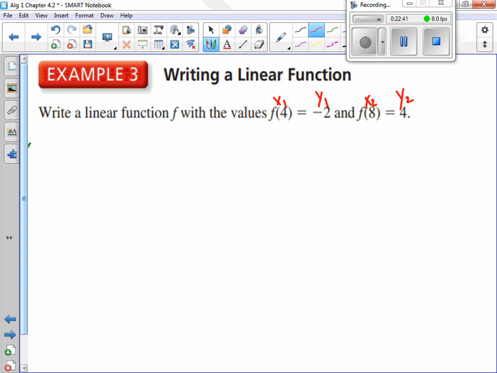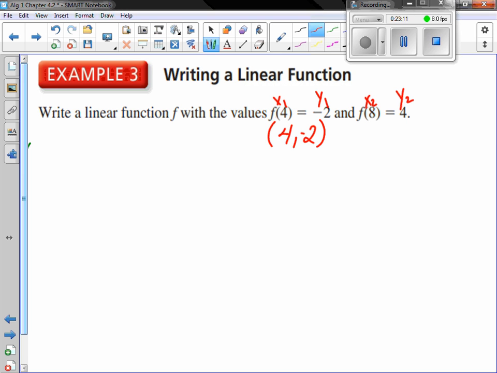F of 4, well, the x value is going to be 4 for that point. And the y value, the value that comes out of that function, is going to be negative 2. So f of 4 equals negative 2. Really what this is saying is that I have a point at 4, negative 2. The input, the x value, is 4 when I input it into the function. The output, the y value that comes out of the function, would be negative 2. And the other point would be 8, 4.